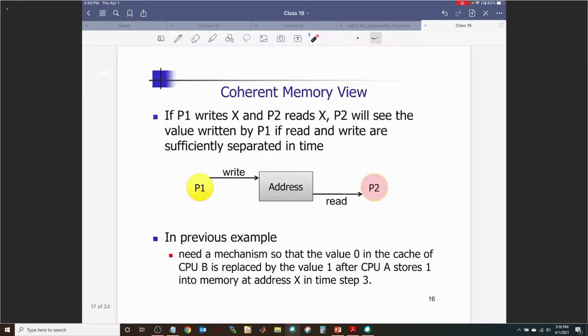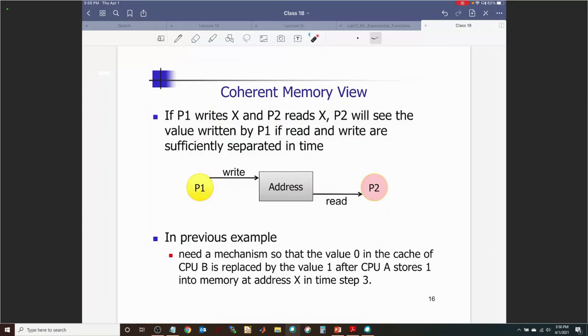Next, coherent memory view. This is in the context of two processors, P1 and P2. P1 is writing to a specific address and then later P2 is reading from that address. So if P1 writes X and P2 reads the memory location X, P2 should see the value written by P1 if read and write are sufficiently separated in time. Of course, whenever you are trying to read and write to memory, you should allow for the data to be stable in order for your read operation to go on without corruption.